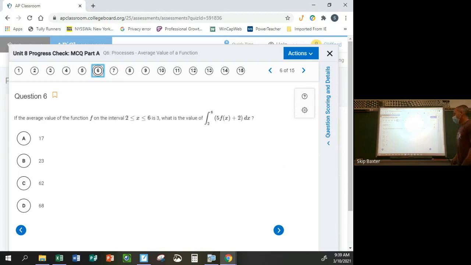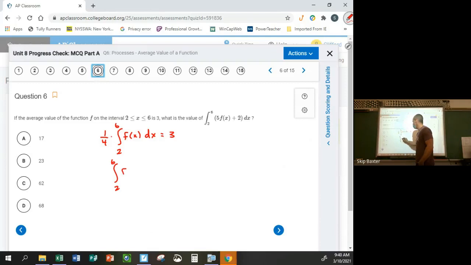If the average value of the function is 3, then what is the value of this? Okay, so what's the formula for average value? So this would be 1/4 times the integral from 2 to 6 of f of x. Yes. They're telling us that that's 3. Right? So that means that the integral from 2 to 6 of f of x is what? 12. Multiply both sides by 4.